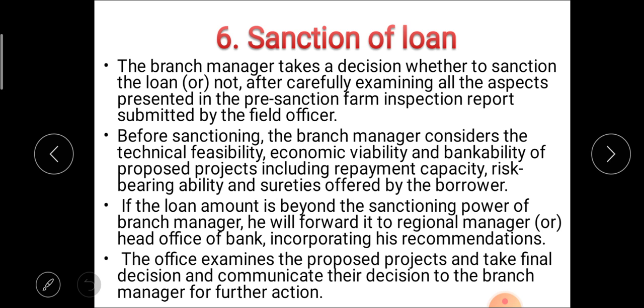Okay, if the loan amount is beyond the sanction limit of that particular bank branch manager, it is forwarded to the regional manager or head office of the bank. Then this is the sixth step, that is sanctioning of loan. That means after completion of all the formalities, the bank takes the decision to sanction or not the loan to the farmer.